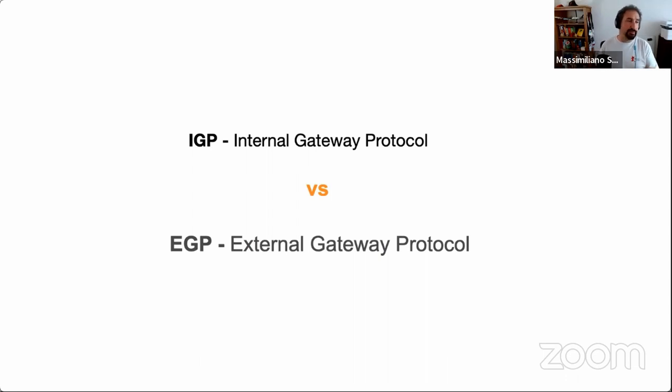Then we have a distinction between what's called an internal gateway protocol, an IGP, and an EGP, an external gateway protocol. IGP normally is OSPF, ISIS. There used to be RIP, which was very common, much less nowadays. There's EIGRP. The two most commonly used protocols are OSPF and ISIS. While for EGP, there's basically just one. There is BGP, and that's it. You don't really have a choice.